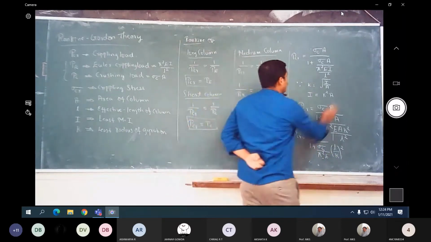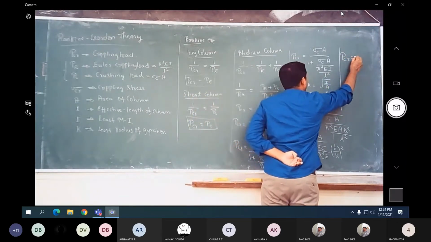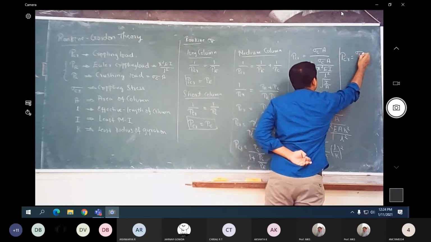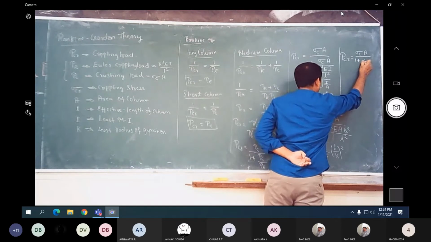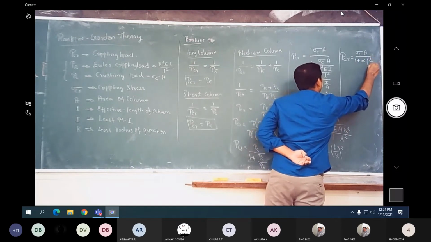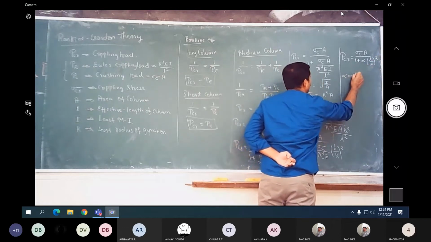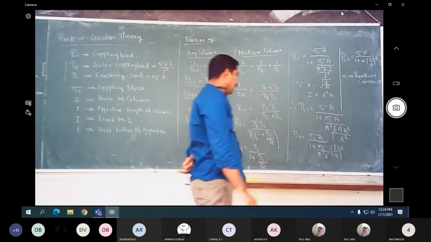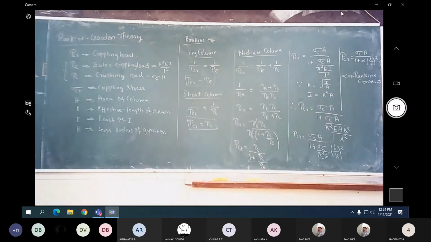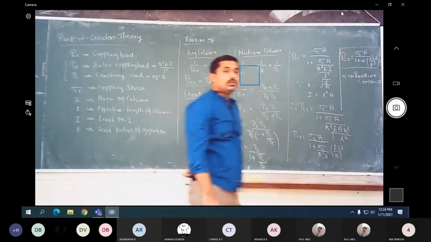Or you can write this as PCR will be equal to sigma C into A divided by 1 plus alpha into L by K whole square. So this alpha we call it as the Rankine constant. Alpha is Rankine constant. So that is the final expression for crippling load.